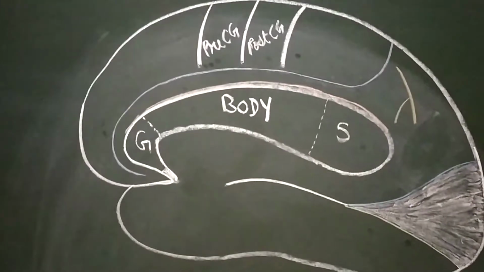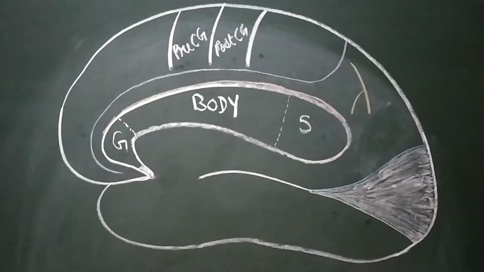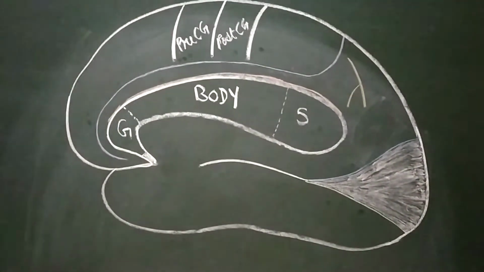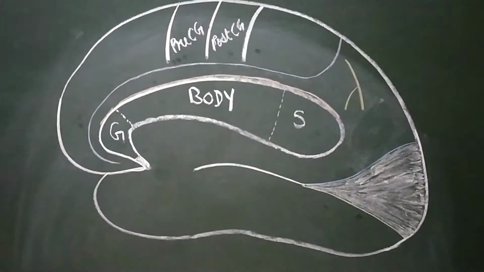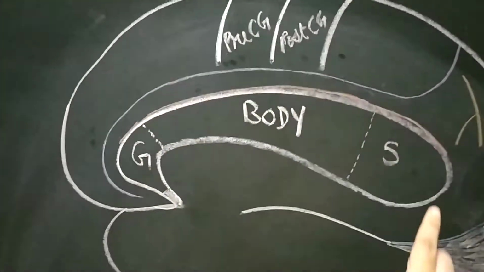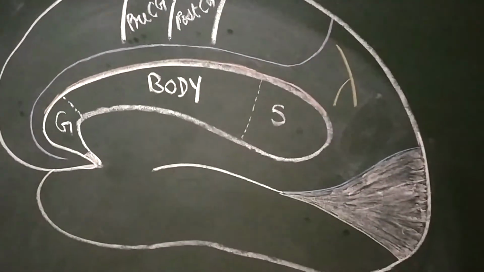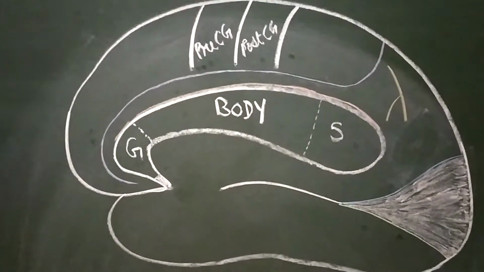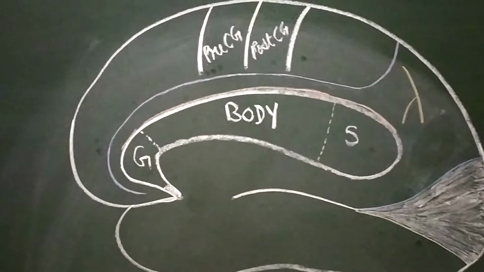The most prominent feature which can be seen from the medial surface, and the feature by which we can differentiate the medial surface of the cerebral hemisphere, is the corpus callosum. See, this structure which you can see is the corpus callosum. Now, let's start with discussing the sulci and gyri which are present on this medial surface.